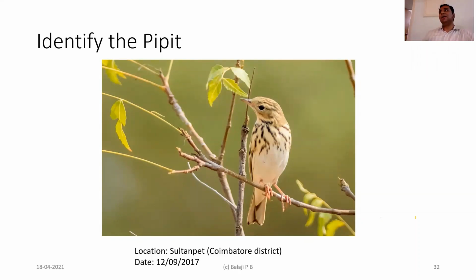And by the way, my village happens to be one of the places where you can see tree pipits in hundreds in the winters. So next winter, this is my village. It's a short distance from Sultanpet. It's about 45 kilometers from Coimbatore. Whoever's on the call is very welcome to visit my village in the winters. You can see tree pipits in hundreds.